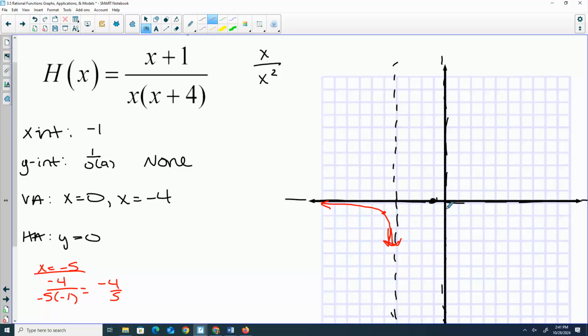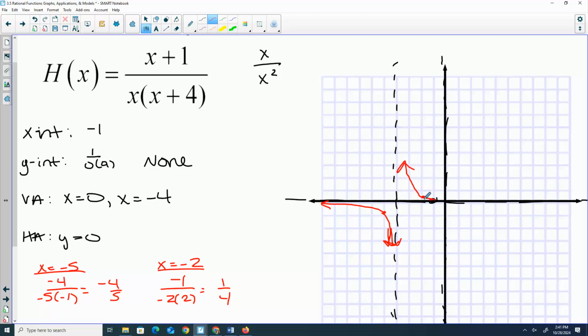In between, we're probably going to need some points, aren't we? So if I put in maybe, what do you think, -2? That would give me -1 over -2 times 2. So we get a positive 1/4. So -2, 1/4. So I know this part is going up.